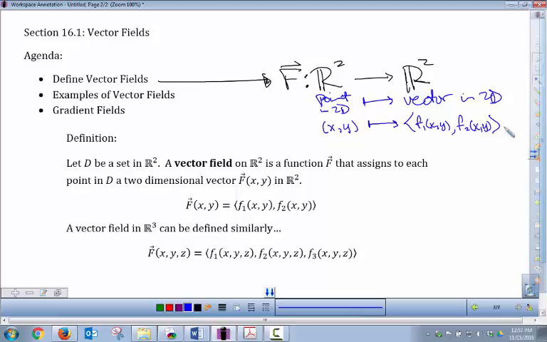And then in 3 dimensions, we just imagine it going to 3D. So instead of having a 2-dimensional point and a 2-dimensional vector output, you would get a 3-dimensional point, and then you get a 3-dimensional output.